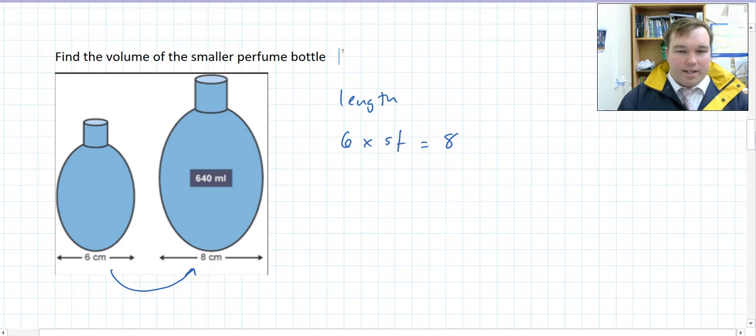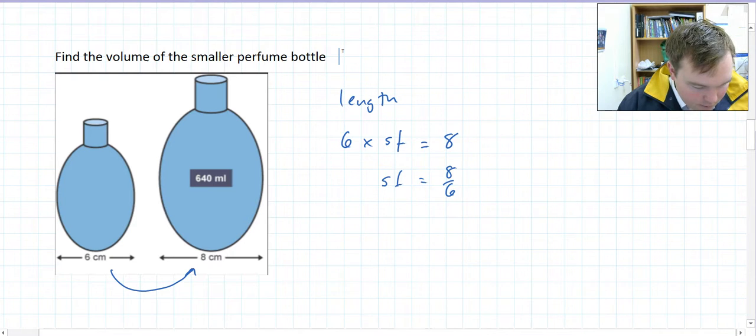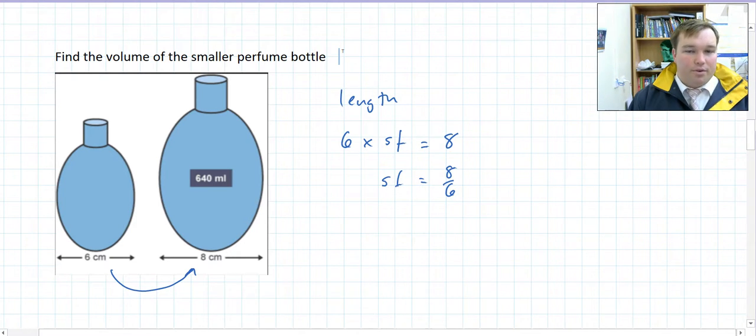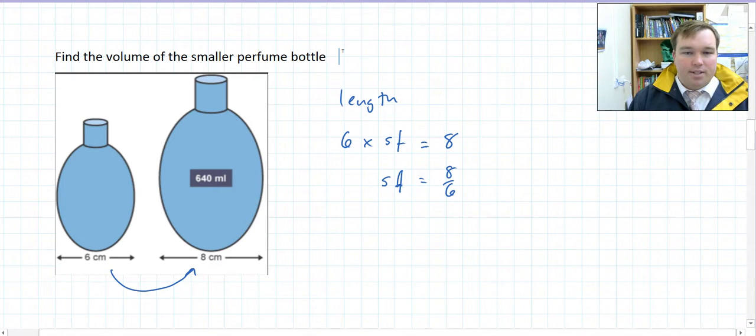And the question is, well, what is 6 times SF? What is SF? Well, SF here is 8 on 6. And if you wanted to find that as a decimal, it's 1.33333. I would probably keep using it as 8 on 6. There's no harm in using that as 8 on 6 now.